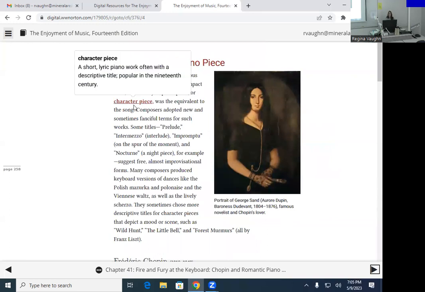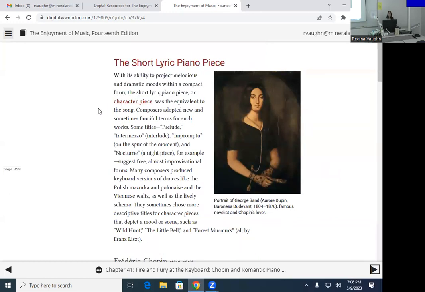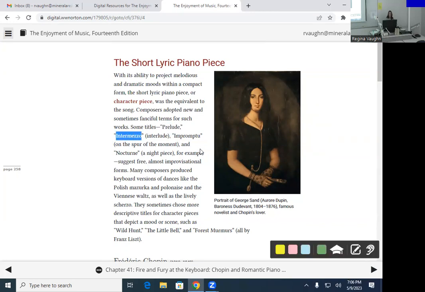So short lyrical piano pieces called character pieces became very popular in the 19th century. And they had fanciful titles like prelude, intermezzo, meaning an interlude in the middle of things, and impromptu, meaning I just kind of made this up on the spur of the moment. Of course, they weren't really doing that. The nocturne, which was a night piece. Many composers produced keyboard versions of dances like the Polish mazurka and the Polonaise. Again, that was very much a Chopin thing. And the Viennese waltz, as well as the lively scherzo.